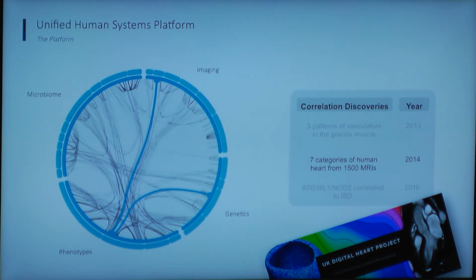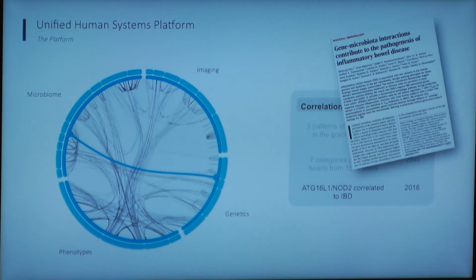Same with the UK Digital Heart Project. There are seven types of hearts. It's pretty interesting, another mapping. Here is from the microbiome to the genetics, where from IBD there are a couple of genes involved in that correlation.